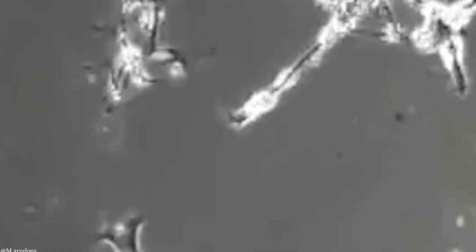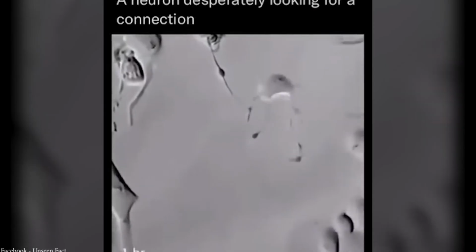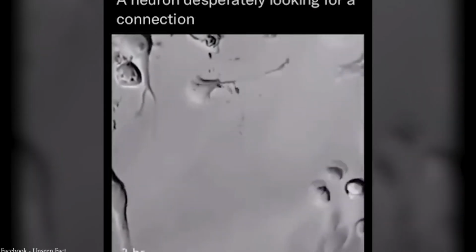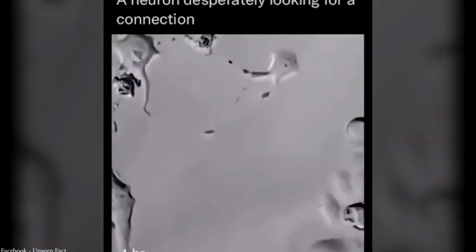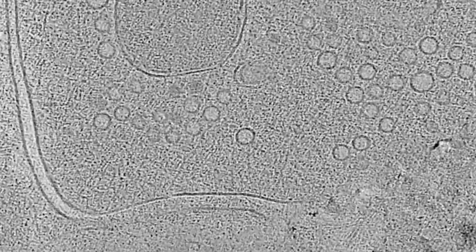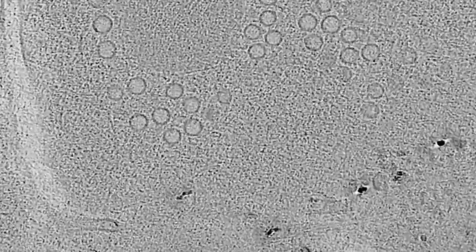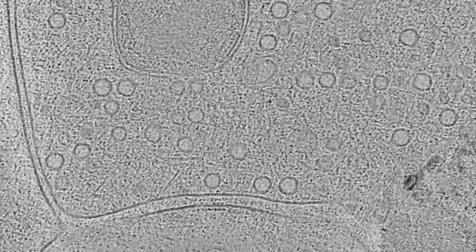Microscopy has also revealed how neurons are affected by disease. In neurodegenerative conditions, electron microscopy shows loss of synaptic connections, accumulation of abnormal protein aggregates, and damage to cellular organelles. These changes do correlate directly with cognitive and motor symptoms that are observed clinically.